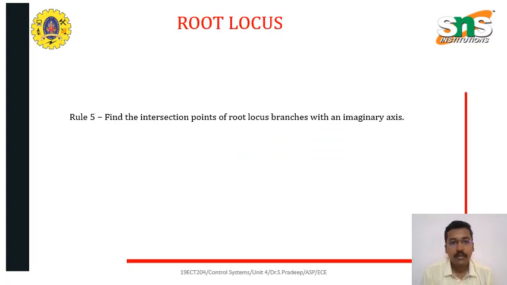Next, rule number 5. Find the intersection points of root locus branches with the imaginary axis. If all elements of any row of the routh array are 0, then the root locus branch intersects the imaginary axis and vice versa. Identify the row in such a way that if we make the first element 0, then the elements of the entire row are 0. Find the value of k for this combination. Substitute this k value in the auxiliary equation. You will get the intersection points of the root locus branch with the imaginary axis.